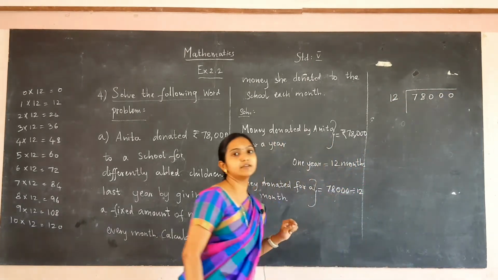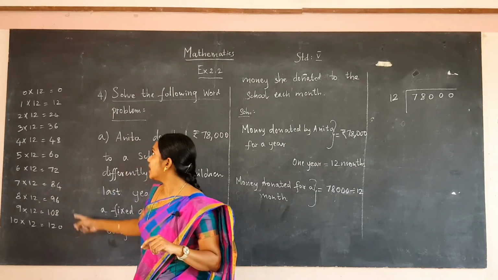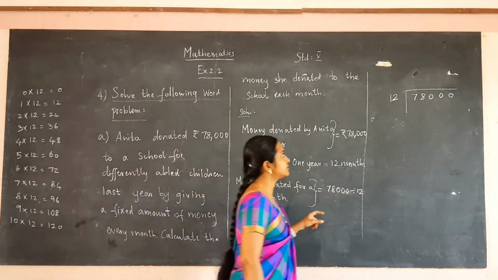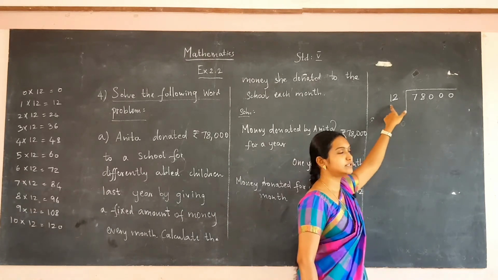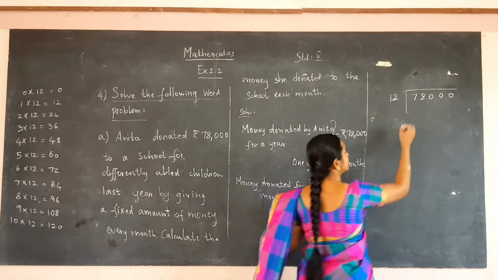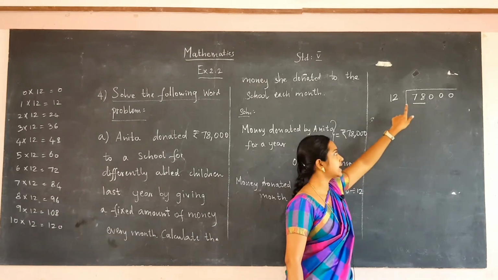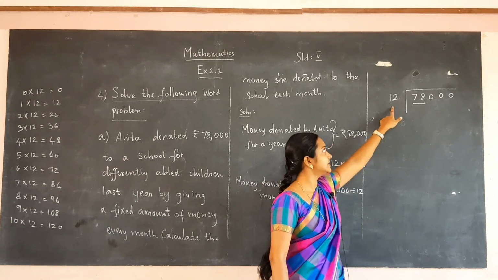For dividing, we must know the 12th table. I have written the 12th table here. Now we are going to divide 78,000 by 12. Choose the first two numbers, that is 78. 78 is greater than 12, so we can divide 78.